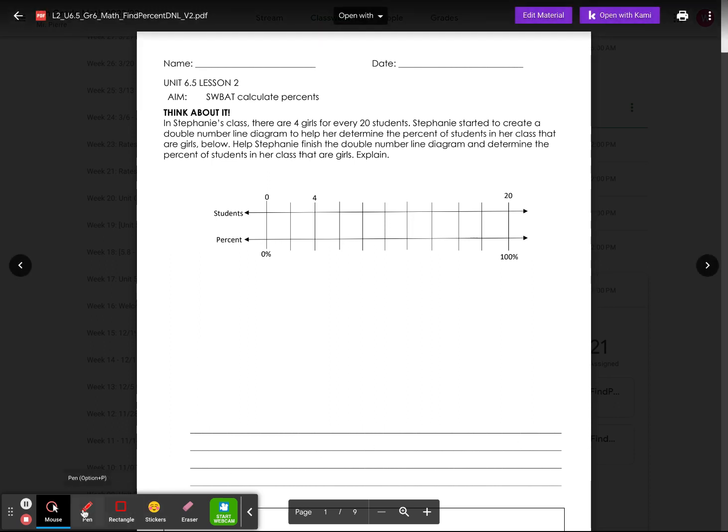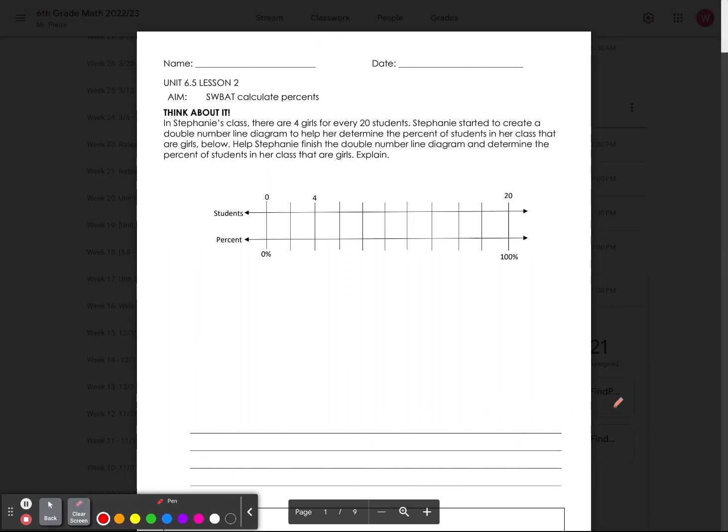So when we think about a question, we are told that in Stephanie's class there are 4 girls for every 20 students. Stephanie started to create a double number line diagram to help her determine the percent of students in her class that are girls. Help Stephanie finish the double number line diagram and determine the percent of students in your class that are girls. And then we are to explain.